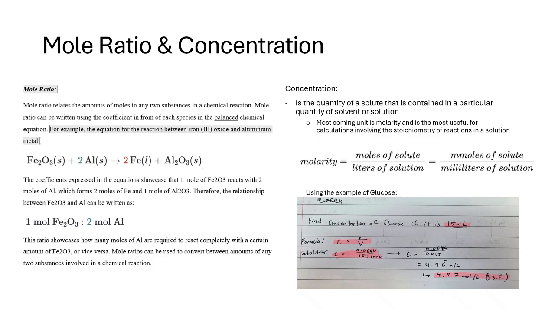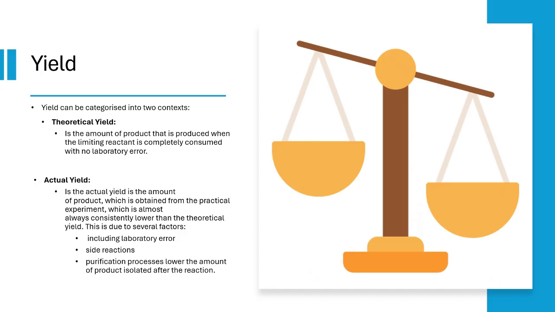The mole ratio relates the quantities of substance in a reaction using the coefficients from a balanced equation. As represented, mole ratio can be expressed in the example. Concentration is the quantity of solute per unit volume of solution, which is most commonly expressed as molarity in moles divided by liters.